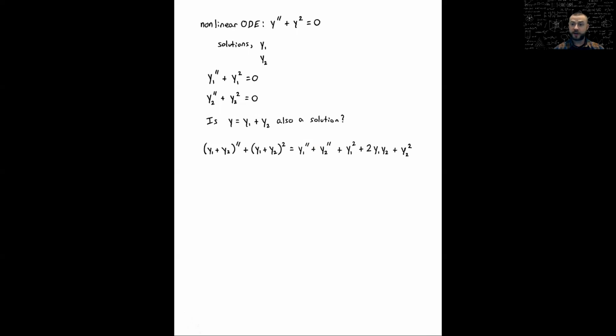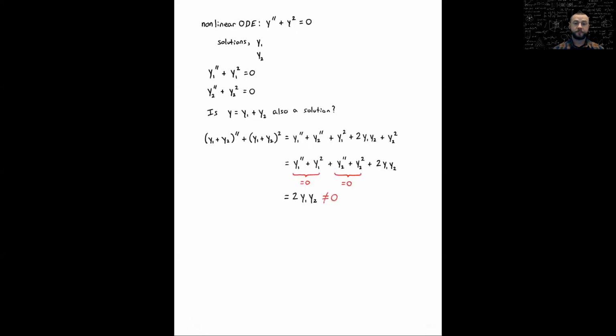Now we're going to rearrange here like we did in the linear example a few moments ago. I can rearrange the y1 terms together. I can rearrange the y2 terms together. Since y1 and y2 individually are solutions, those first two groupings of terms each are 0. But notice what we're left with, 2y1 times y2.